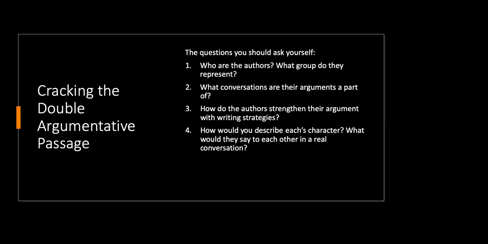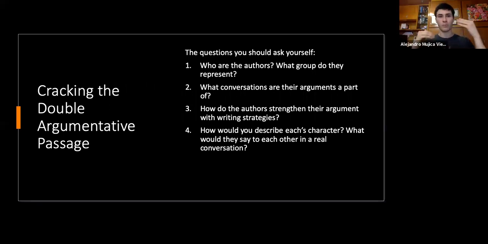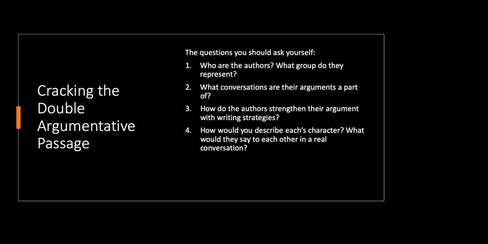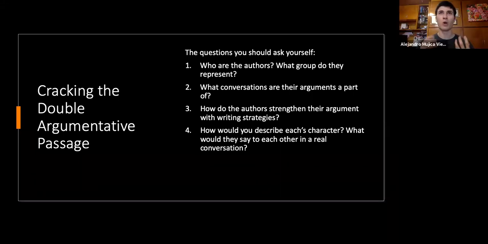All right, so let's move on to the last type of passage, the double argumentative passage. So this passage, as I said, is the one where you have two people, passage 1, passage 2, and they talk about the same issue, and in general, it's argumentative. So the questions you should ask yourself: who are the authors and what group do they represent? Again, what conversations are their arguments a part of? They both will be a part of the same conversation so that you can compare them.